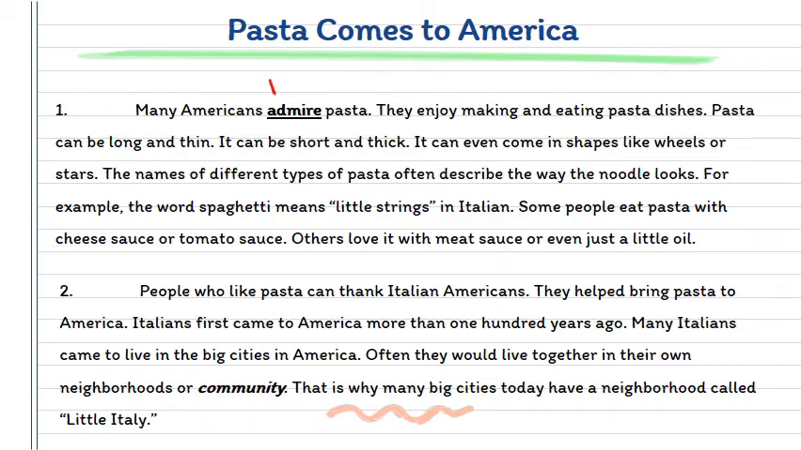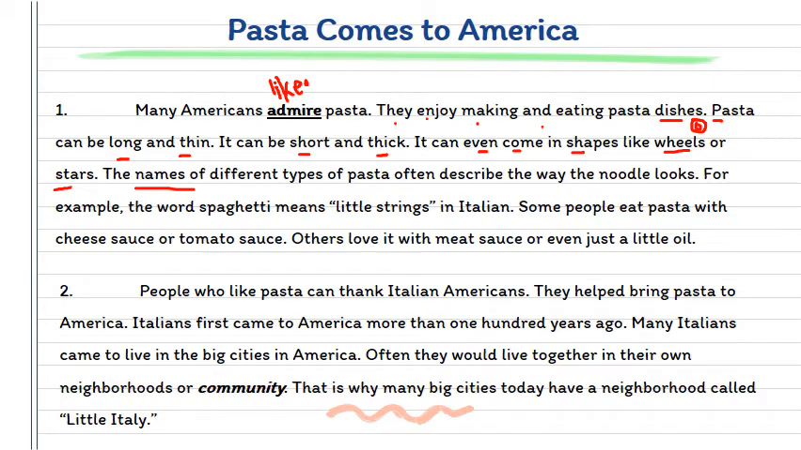So here, what's the meaning of admire? It means likes. Many Americans like pasta. They enjoy making and eating pasta dishes. Pasta can be long and thin. It can be short and thick. It can even come in shapes like wheels, okay? Means like round shape, probably like a donut, or stars.